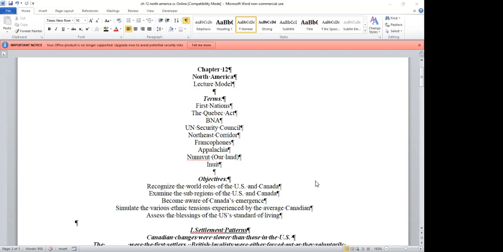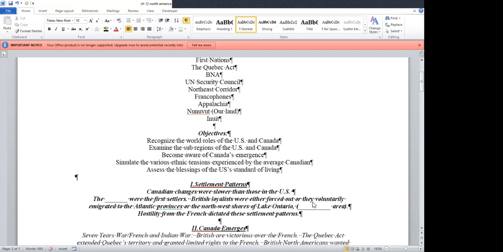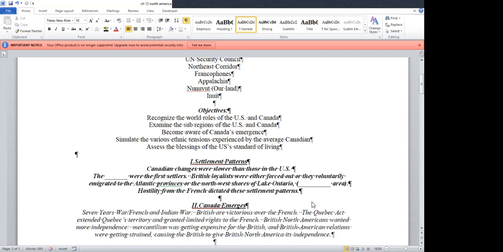So objectives here for this chapter. I want to recognize the world roles of the United States and Canada. We want to examine the subregions of the US and Canada, become aware of Canada's emergence, and simulate the various ethnic tensions experienced by the average Canadian, and assess the blessings of the US standard of living.